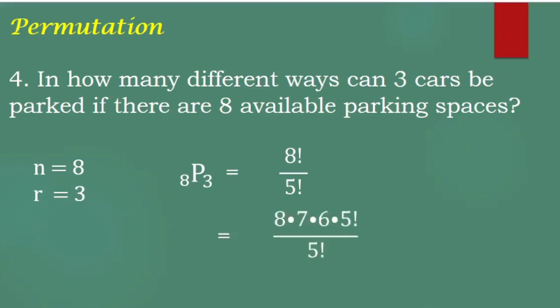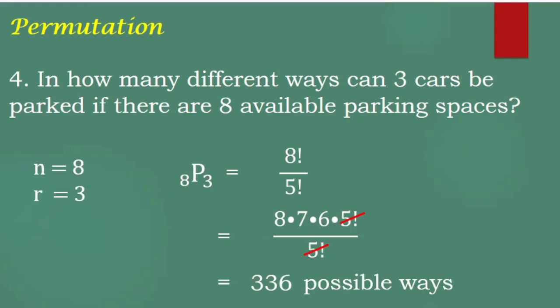And then to simplify that, since we have the 5 factorial in the denominator, you need to cancel the 5 factorial in order to easily solve the given problem. So our numbers here are 8, 7, and 6. When you multiply 8 times 7 times 6, it equals 336. So therefore there are 336 possible ways that the 3 cars can be parked if there are 8 available parking spaces.